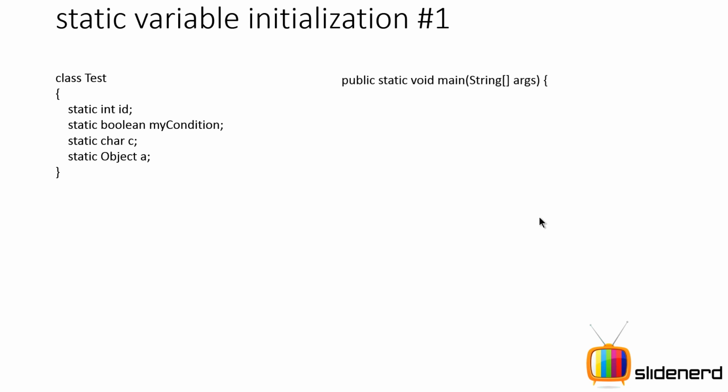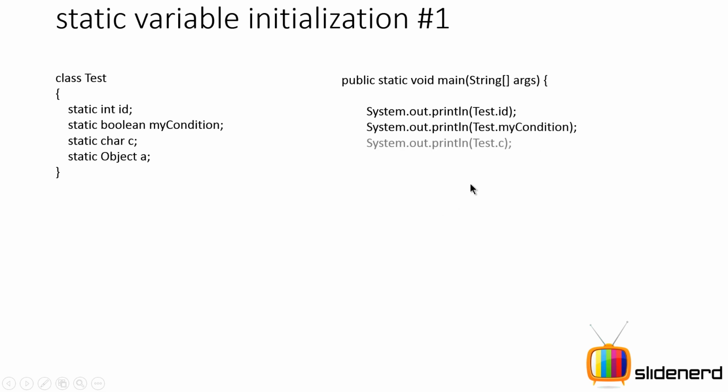So now let's talk about how you can initialize static variables. Again, if you see, there's a class test, and what I have is static int id, static boolean myCondition, static char c, static object a, and so on. So at this point, if I go to my main method, now notice one thing very carefully. I'm not creating any objects because these values are not maintained within any object. They are kept separately, so you can directly access them. I can say test.id, test.myCondition, class name.c, class name.variable name. This is the syntax I'm using here everywhere.